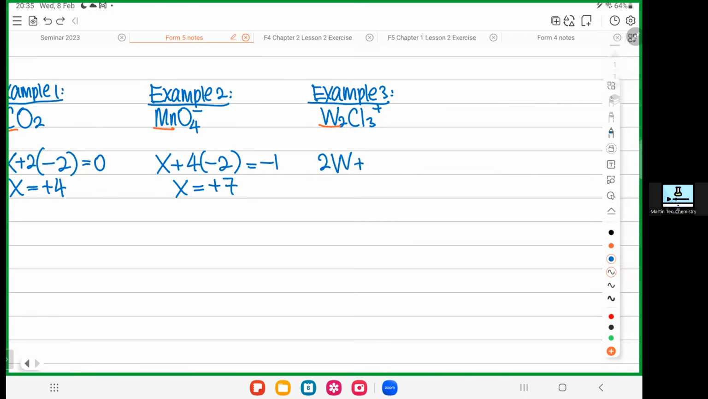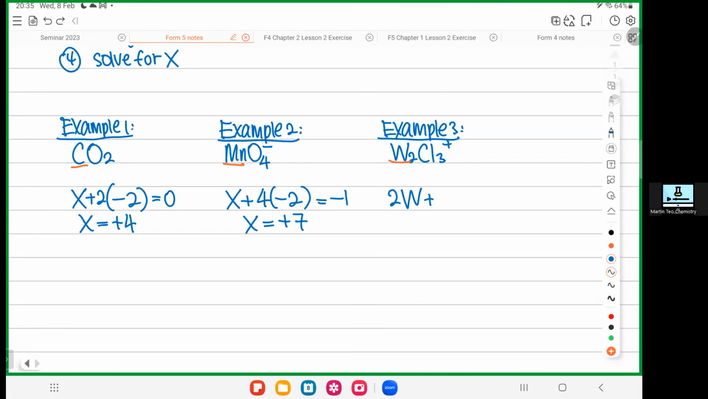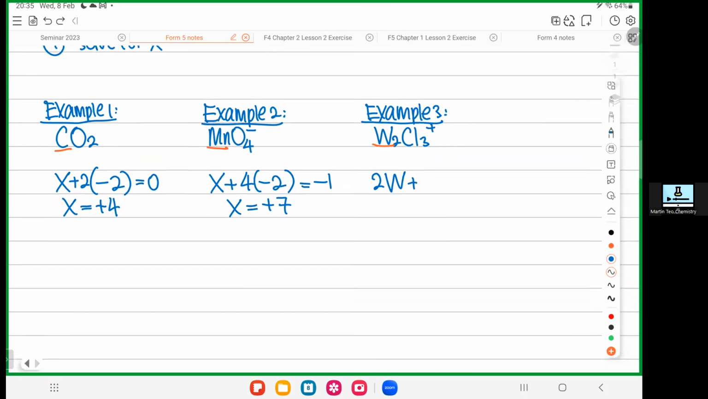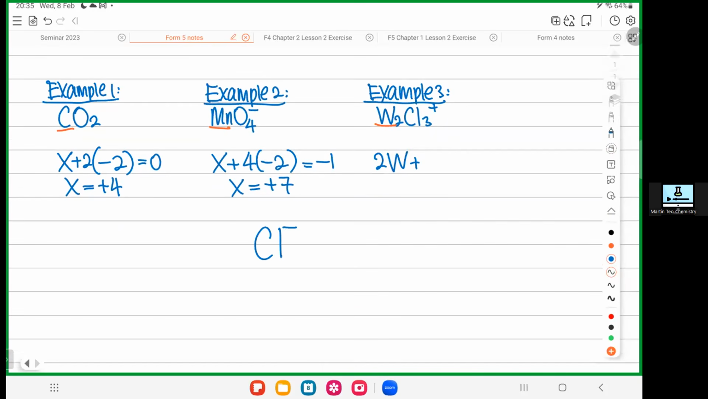Do you know the oxidation number for chlorine? Anyone can type in the chat box, let me know. What is the oxidation number for chlorine? All right, very good. -1, because we know Cl minus. That's why it's very important for you to know the charge. You learn all these charges in your Form 4 Chapter 3. If you don't know the charge, you are in trouble. So you really need to catch up on the charges as soon as possible.